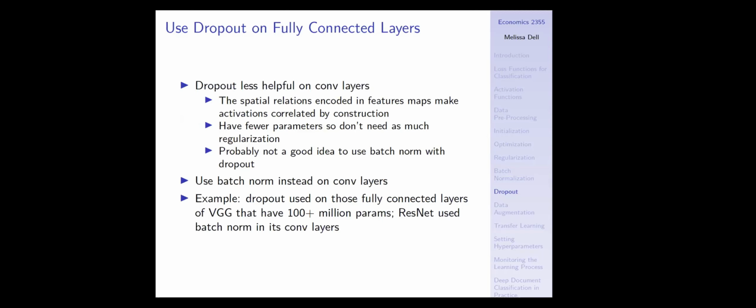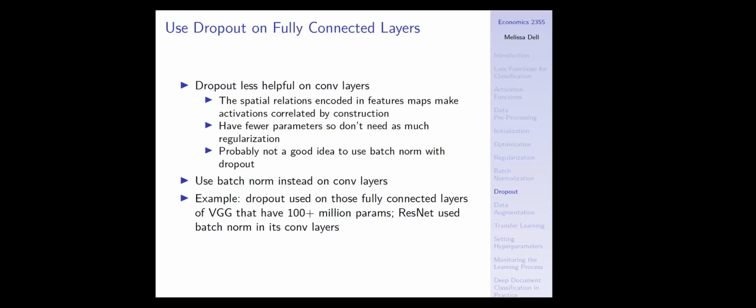Importantly, you would use dropout on fully connected layers. It's less helpful on the conv layers. And so why is that the case? Well, if we think about what conv layers are doing, they have this spatial relationship encoded into their feature maps, which is like the entire point of a conv layer. And that makes the activations correlated by construction. And so when you drop out, it's not going to do as much because your activations are correlated to start with.